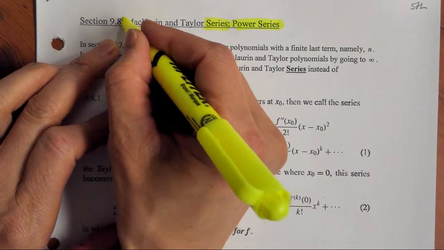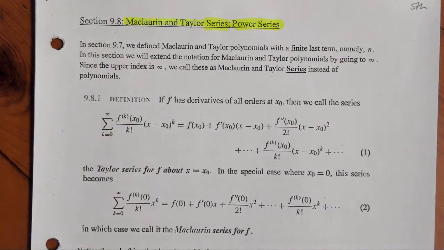Okay, so think of it like you're either a boy or a girl, but we're all human beings. So Maclaurin would be like one gender, Taylor would be like the other gender, and then power is encompassing everything. So power series is just a general name for both the Maclaurin and the Taylor.